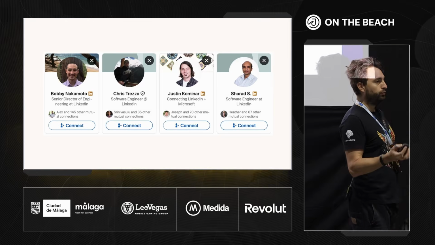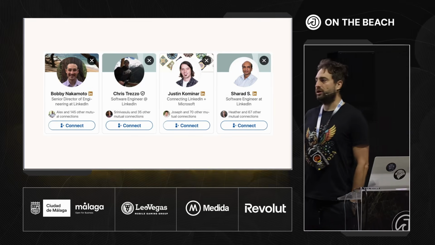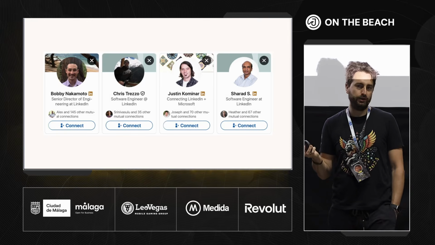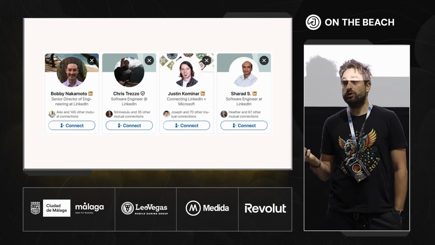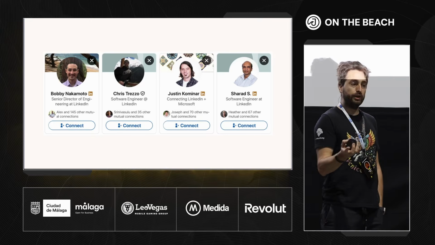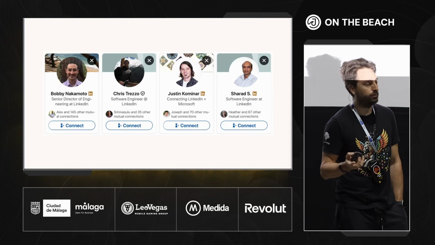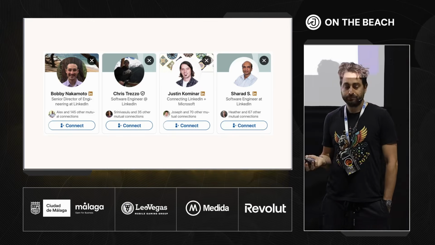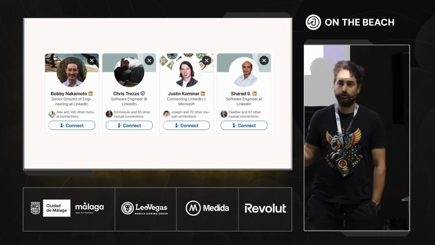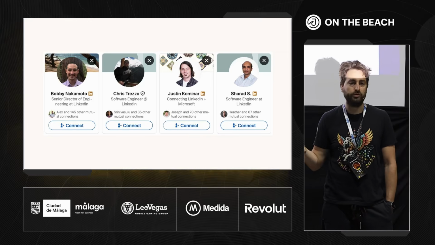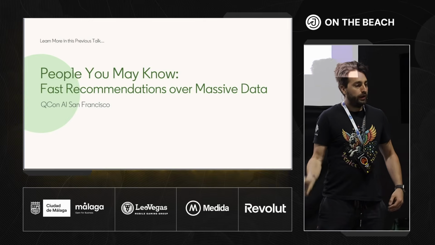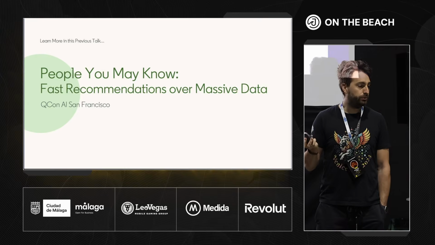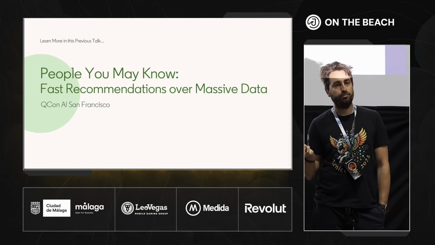Another example is People You May Know. This is a use case where we look at the second-degree connections in your network, and we try to guess which of these you actually know in real life. So if you were to send them a connection request, they would be likely to accept it. So this is a recommender system which recommends connections. A bunch more recommender systems are sprinkled throughout the whole site. I gave a whole talk on this that you can watch the replay for if you're interested in learning more. It's called People You May Know, Fast Recommendations Over Massive Data.